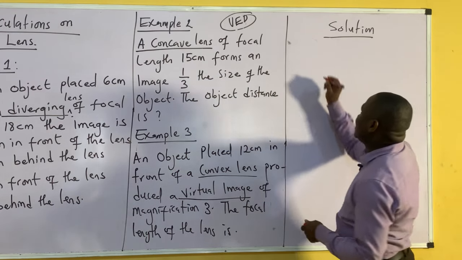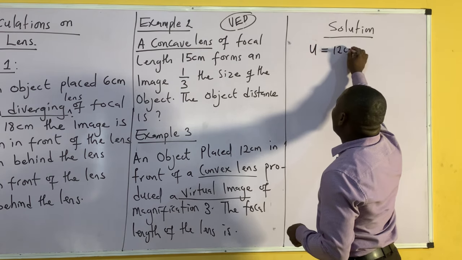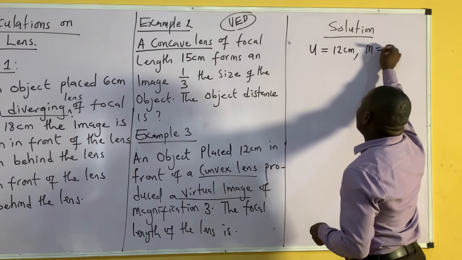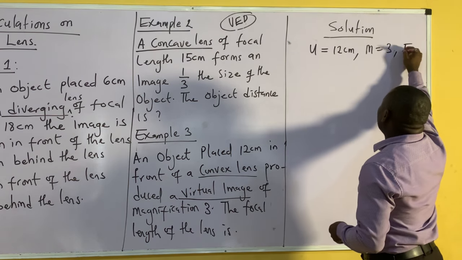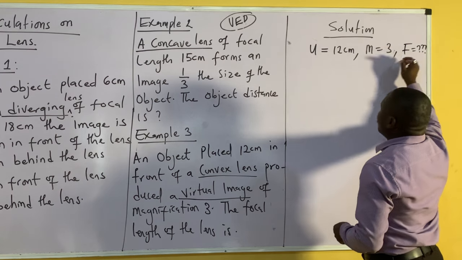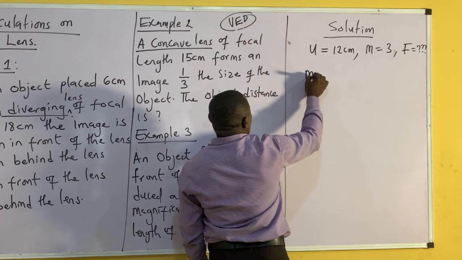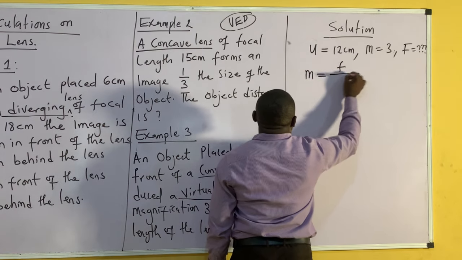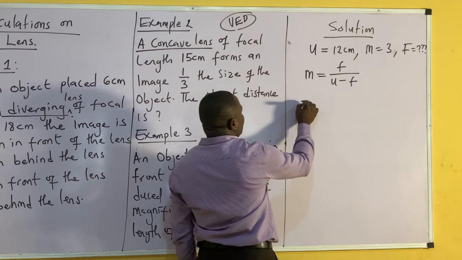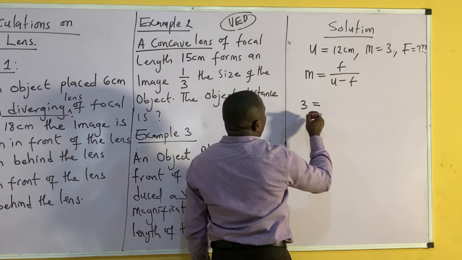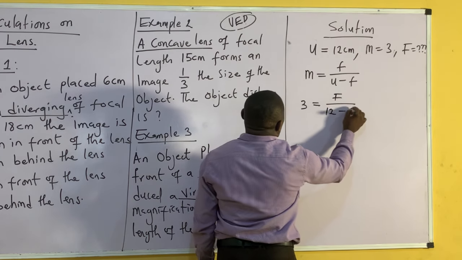Now we have object distance, our u is equal to 12 centimeter. We have magnification is equal to 3. And we are looking for f. F is unknown to us. So which formula will help us solve this? We'll use magnification is equal to f over u minus f. So this is 3 is equal to, what is our f? We don't know that yet. Over, what's our u? 12 minus f.